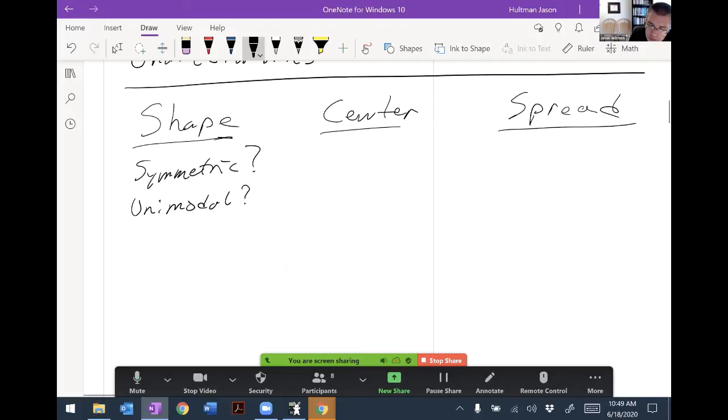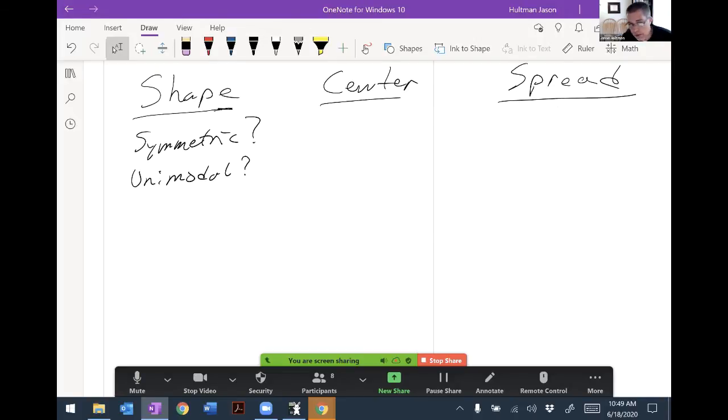Symmetric, what does it mean to be symmetric? Well, if you look at my face, it's symmetric. It means if you cut my face right down the middle, I would have a mirror image on both sides. So symmetric is a mirror image. That's what it means to be symmetric.